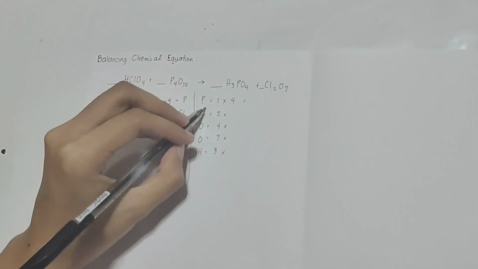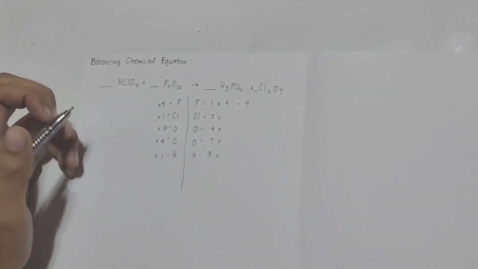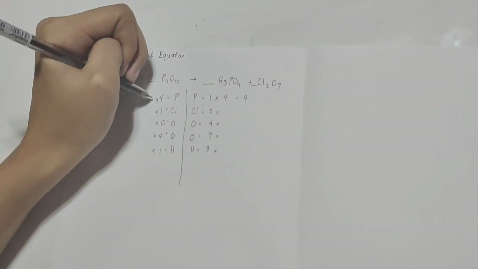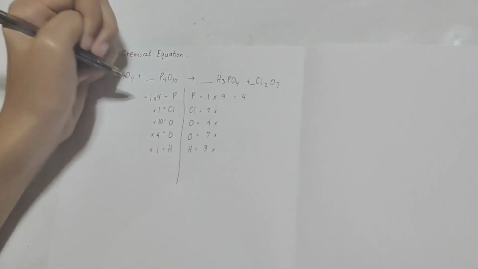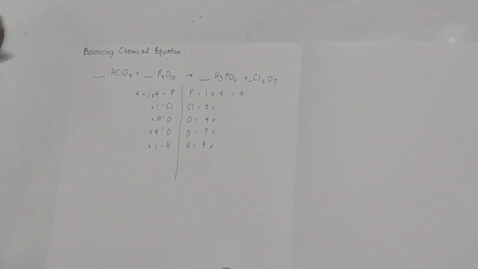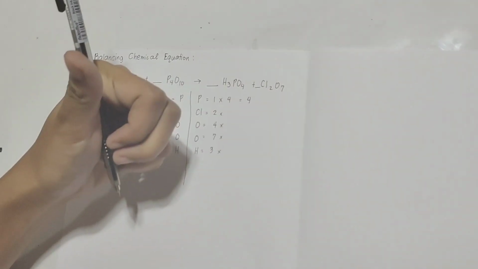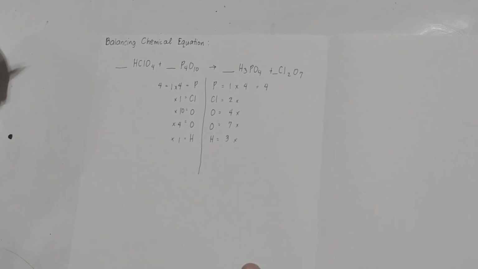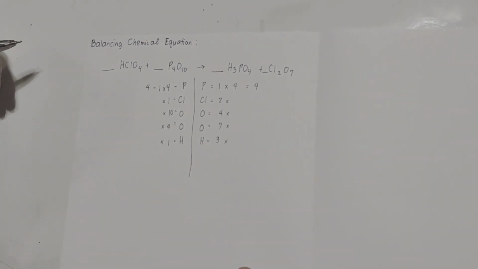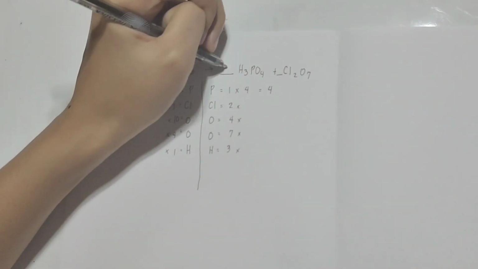Phosphorus is equal to 1 times 4 is equal to 4. Since that gives 4, how about we put 1 as the coefficient for the reactant side? 4 times 1 is equal to 4. Is it already equal? Yes. We already balanced the atoms of phosphorus. Then we will proceed by multiplying the remaining elements by the coefficient 4.